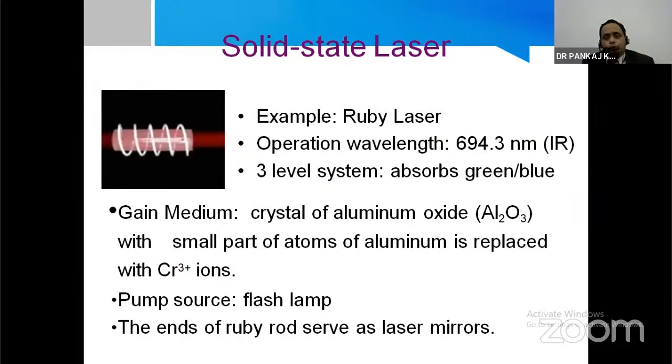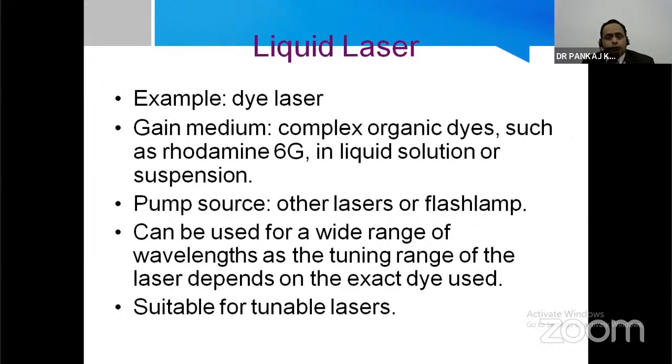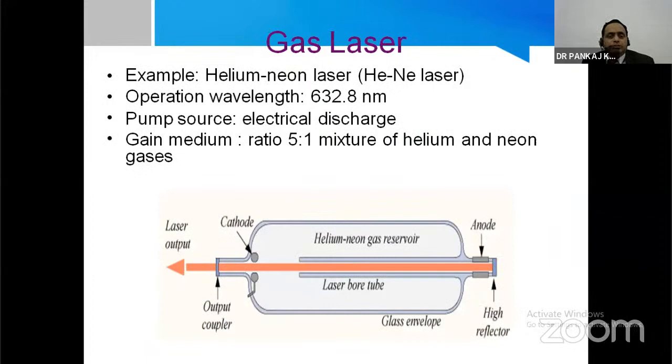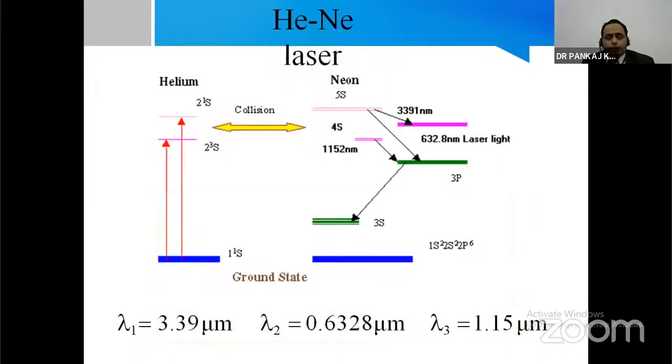If you look at the solid state laser, the ruby laser is the most important example of the solid state laser, which produces a 694.3 nanometer output. In the liquid laser, the dye laser is very important. In the gas laser, it is known as the helium neon laser, in which helium and neon are in the ratio of 10:1. This is the helium neon laser for the three-level and four-level energy system, which produces a continuous wavelength of light.